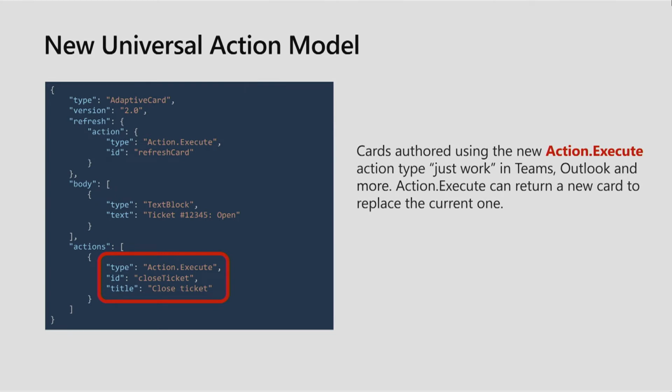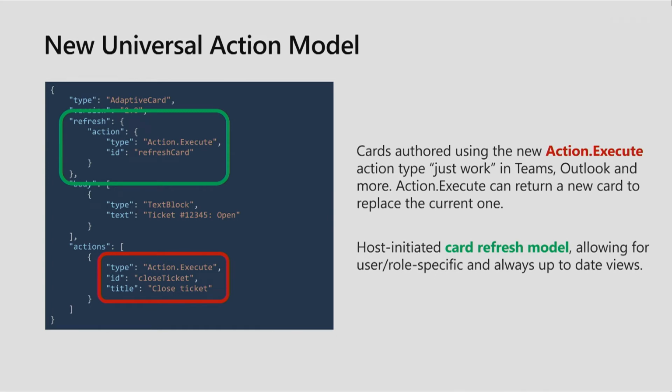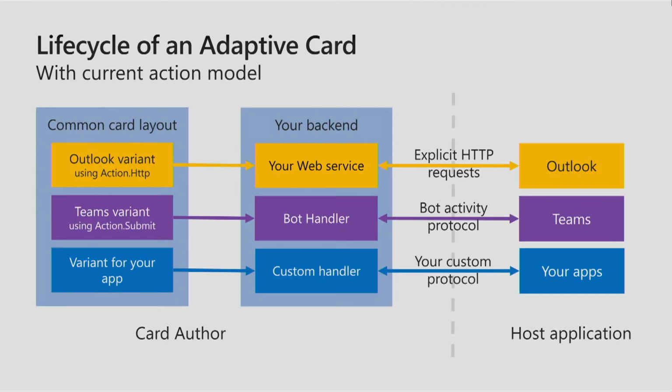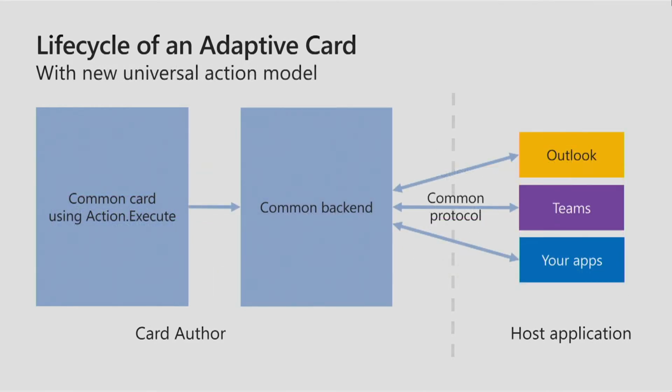On top of that, we're also introducing an automatic refresh model as shown at the top of this card. With this, you can actually have the host initiate a card refresh by calling into your backend so as to retrieve an up-to-date view of the data, or even to craft just in time a card that is tailored to the particular user or to the particular role of the user who's viewing the card. So really that diagram that I was just showing you, at that point, we are simplifying to this next one. A common card that you now have to author using the action.execute action type. A common backend, no need to have variants for Teams, for Outlook, or your own application. And a common protocol that makes it possible for Outlook, Teams, or your application to talk to that backend.